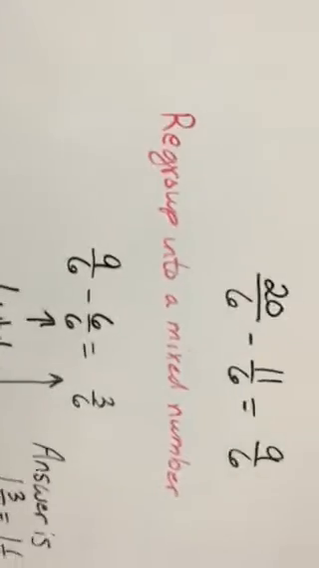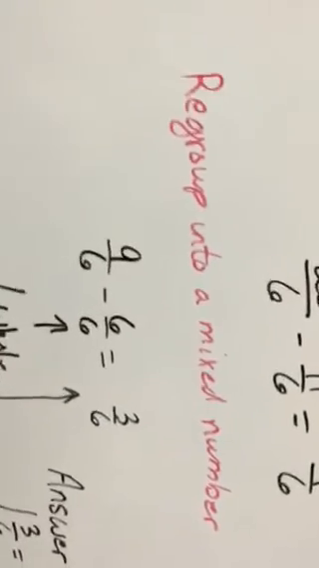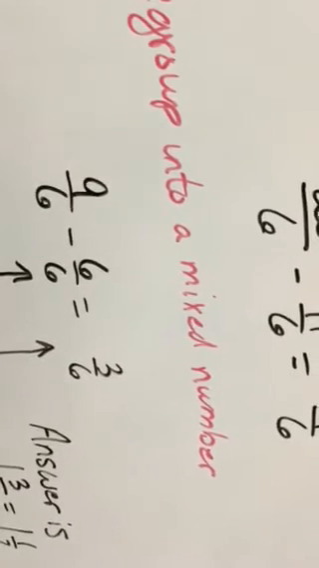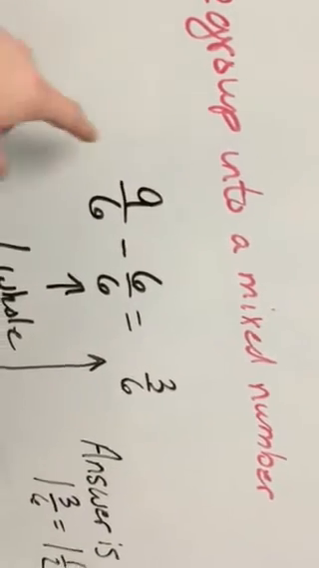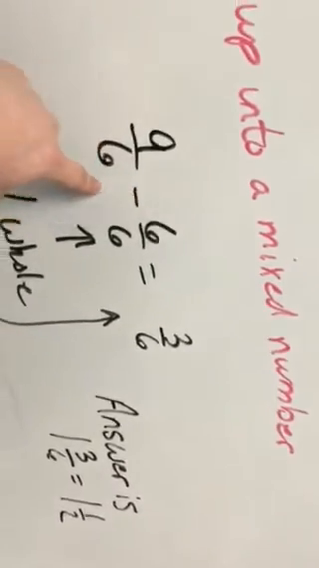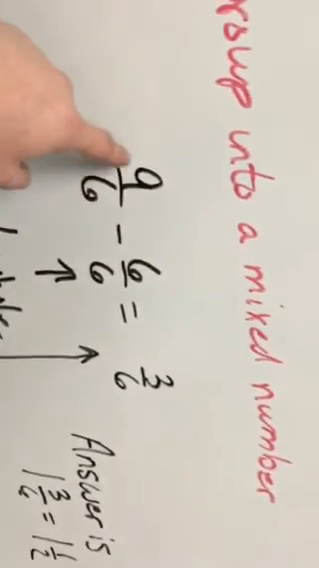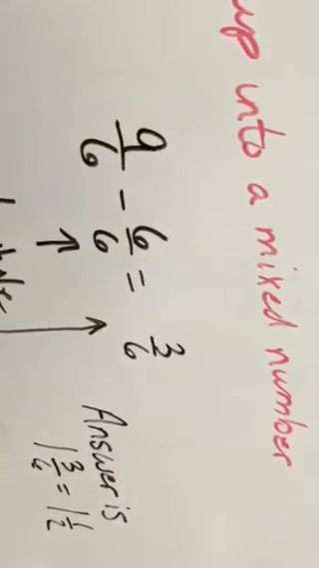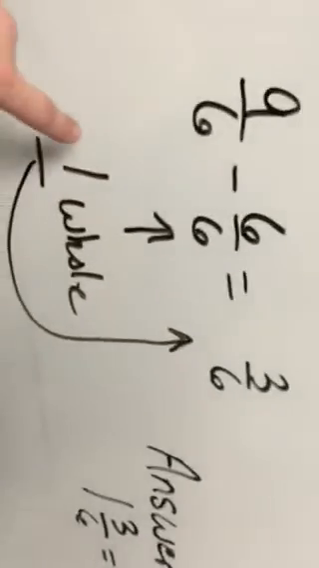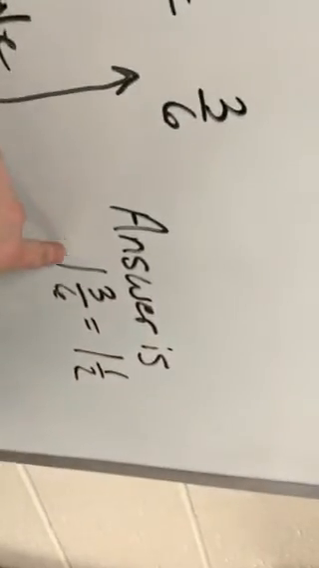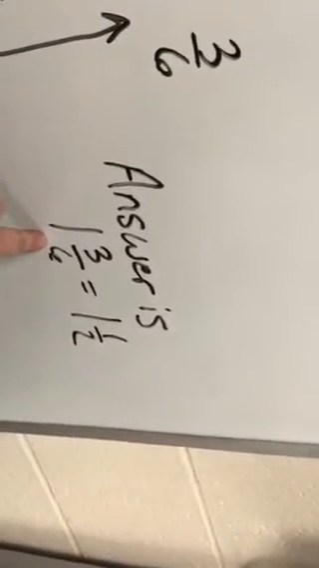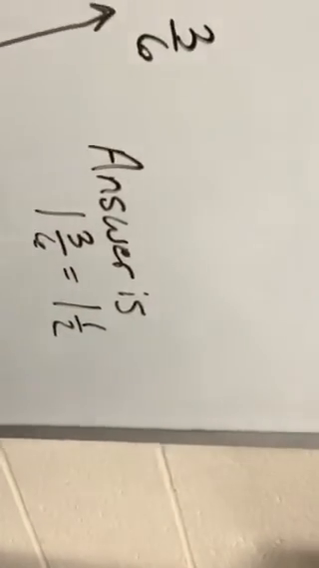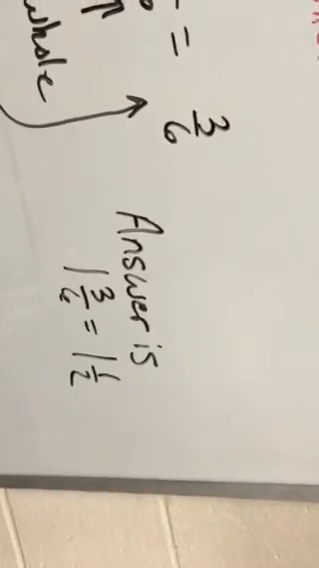And then step 3 is regroup into a mixed number. So I have 9/6. I know I can take a whole number away from there, so I'm going to take out the 6/6, which is 1 whole, and that leaves me with 3/6. My answer is then going to be the whole that I took out of it, plus the fractional part, which is 1 3/6, which I would simplify to 1 1/2.